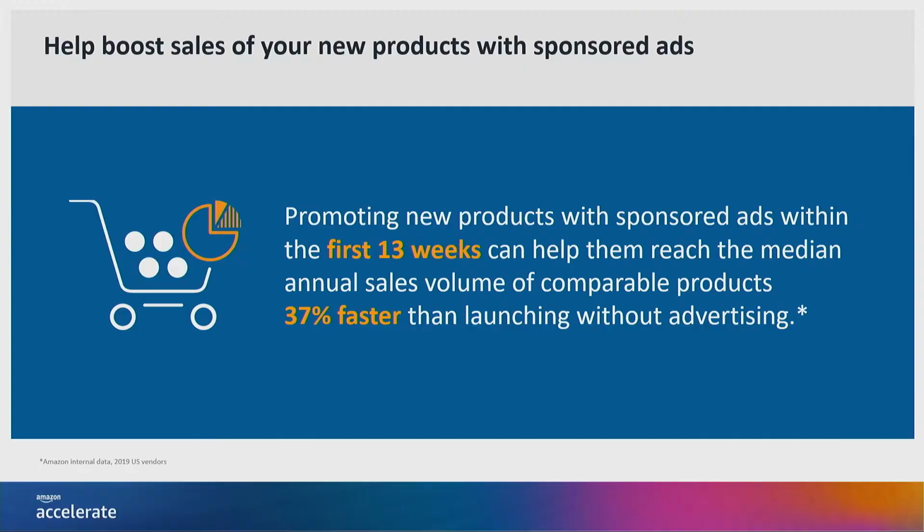If you're launching a new product, we highly encourage you to think about launching it with advertising. Shoppers are coming to Amazon to browse and discover, so it's a great place to introduce new products to new audiences. And let's imagine you just launched your new product. The next thing you probably want to know is how you can help accelerate sales further. Promoting new products with sponsored ads within the first 13 weeks of them being launched can help them reach the median annual sales volume of comparable products 37% faster than if you were to launch without advertising.